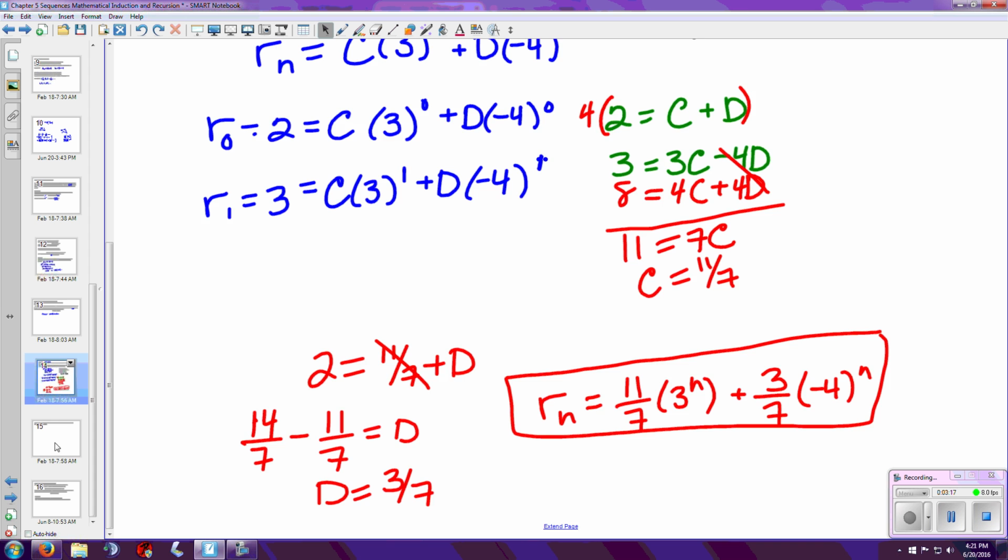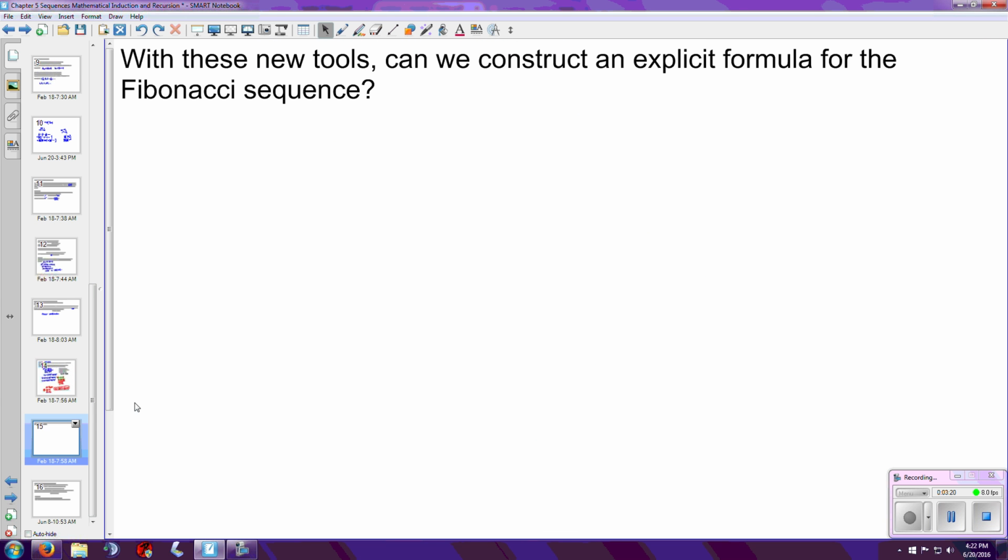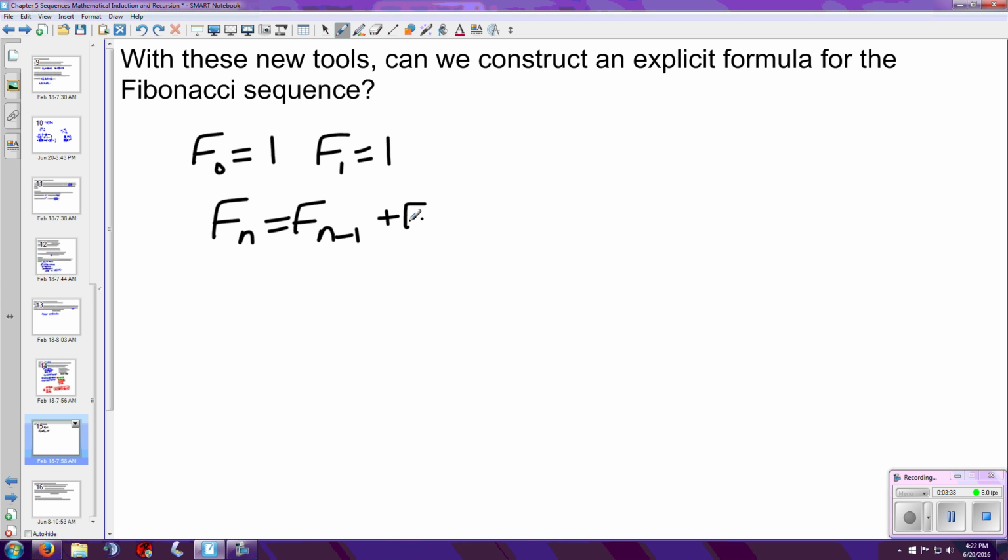Using what we've just learned, we can also do this for the Fibonacci sequence. The Fibonacci sequence is defined by the two previous terms, where we know that f0 is equal to 1 and f1 is equal to 1, such that fn is fn minus 1 plus fn minus 2. Now, if we look at what we have, a is equal to 1, b is equal to 1, so we go through our characteristic polynomial. We have t squared minus 1t minus 1 equals 0.